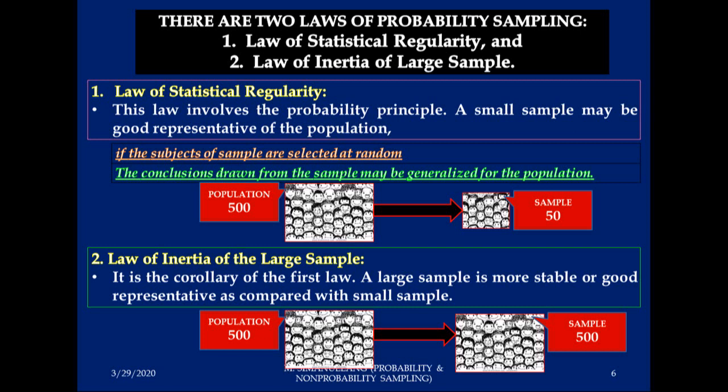Let's make it logical. For example, if you want to get information, then which one will be more truthful, 3% or 10%? And the answer must be 10%. So the larger the sample, the more truthful the result or the conclusion of a research. That is the meaning of the law of inertia of the large sample.